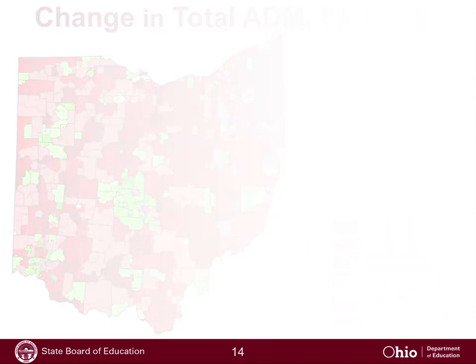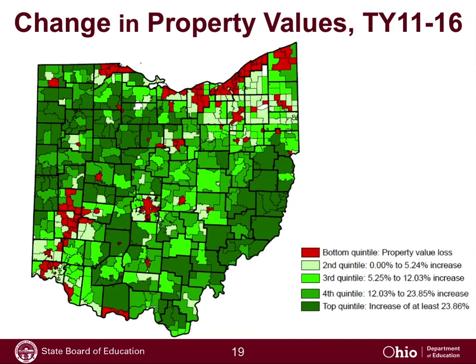This other map is in some ways the converse. And maybe, Aaron, I'll ask you to talk through the different gradations on this one. Sure. This looks at the change in property values between tax years 11 and 16, so generally the same time period as the change in student population in ADM. And so you can see that generally property values in the state have increased during that time period. There are parts of the state that have seen their property values decline over that time period.